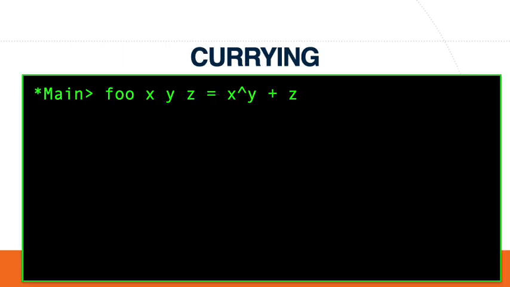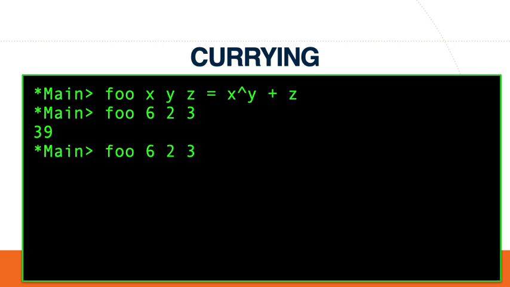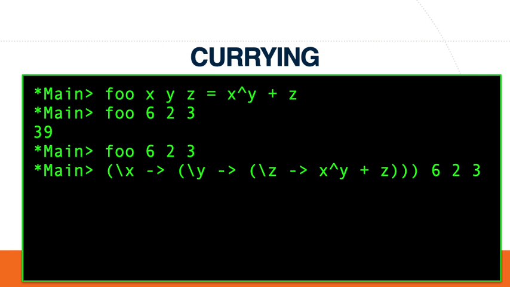Suppose we have foo x, y, z equals x to the power of y plus z. When we call foo of 6, 2, 3 and get 39, that is to say, 6 squared is 36 plus 3 is 39, what Haskell is actually doing behind the scenes is replacing foo with this complicated-looking anonymous function. This function simply takes one argument. That argument is x.